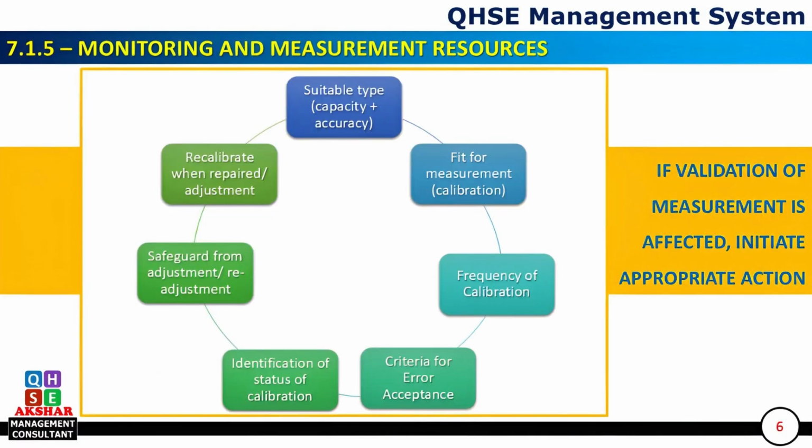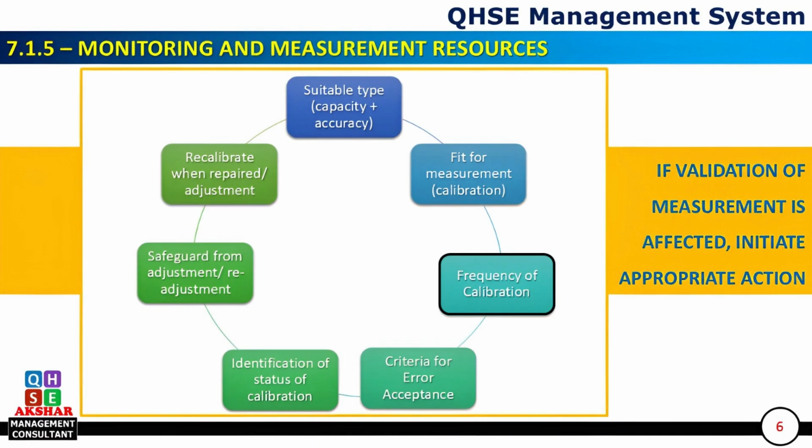The second requirement is fit for use. Each monitoring and measuring resource shall be fit for use. It means the calibrated resource shall be used to ensure valid and reliable results. If one uses a non-calibrated instrument for product conformity or process conformity, there is a full chance of non-conformity occurrence.